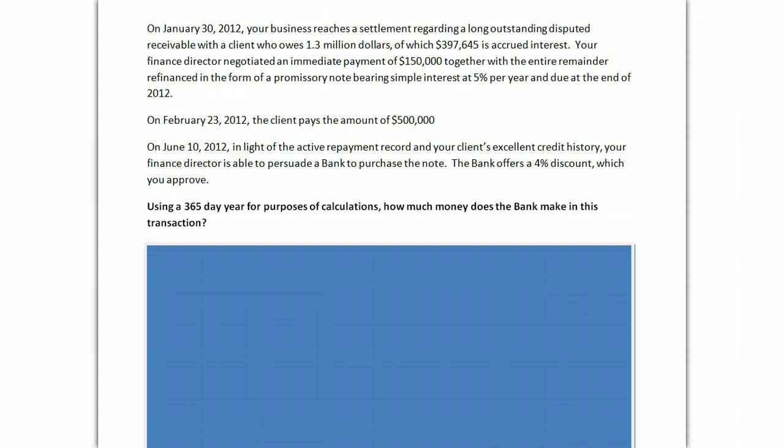Now, until the day that you discount the note, which in this case was June 10th, the client can make any payment the client wants. The client's not required to make a payment until the end of 2012, but in the real world, you try to pay off your debts early because then you're not paying interest. So what we have here, the wrinkle is, you got a payment between the settlement on January 30th and the discount. Now, some of you were thinking, what happens if there's a payment made after June 10th?